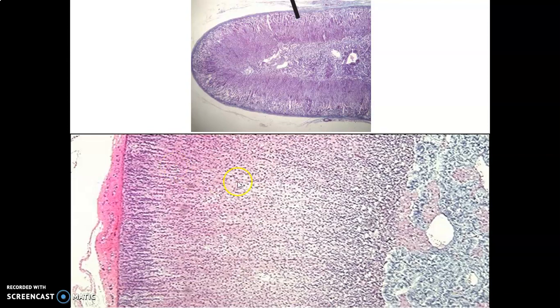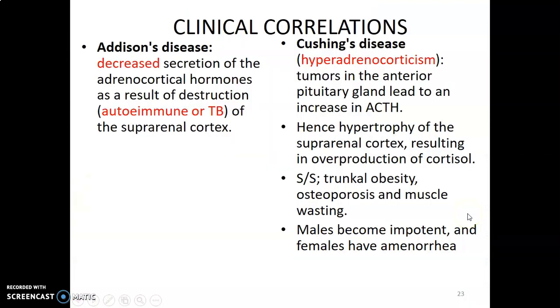So this is the histology of the adrenal gland: zona glomerulosa, fasciculata, reticularis. There's no clear demarcation, but you can see glomerulosa, fasciculata, reticularis. Okay, and this is the medulla at the center.